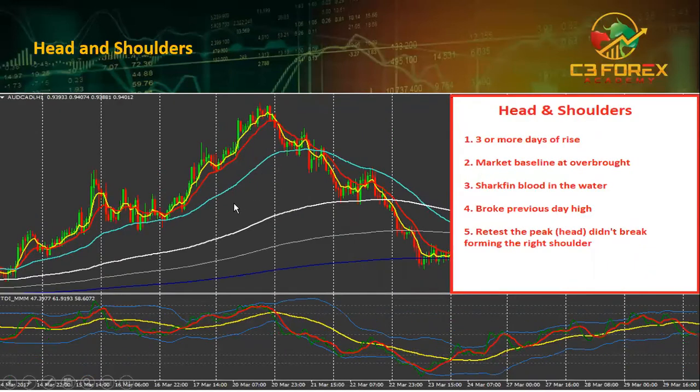All right, last one. Price been rising for 3 days. Level 3, EMAs are fanned apart. Market baseline is sitting at overbought. Got a shark fin, blood in the water right here and right here. Price comes up, gives you your left shoulder. Next day, breaks the high of your left shoulder, giving you your head. Next day comes back up, retest. The high does not break, drop.